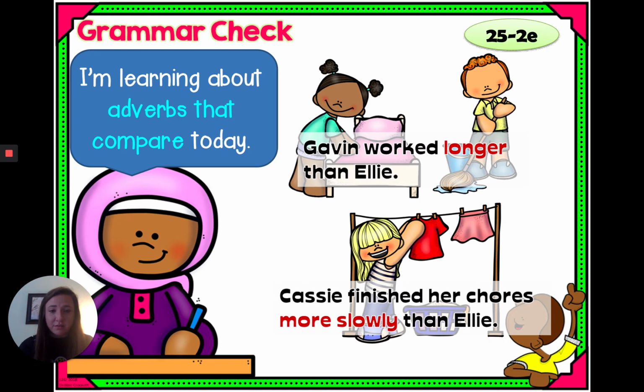Cassie finished her chores more slowly than Ellie. It would not make sense for this sentence to say Cassie finished her chores slower than Ellie. That sounds just downright silly. So when our verb or our adverb ends in ly, we add more when comparing two or more people completing actions or verbs.